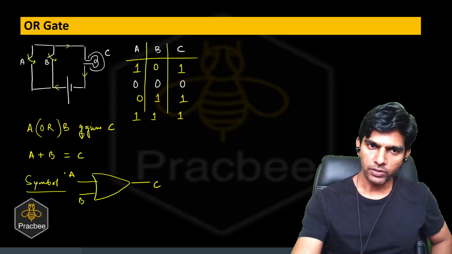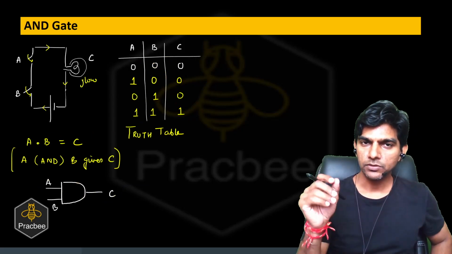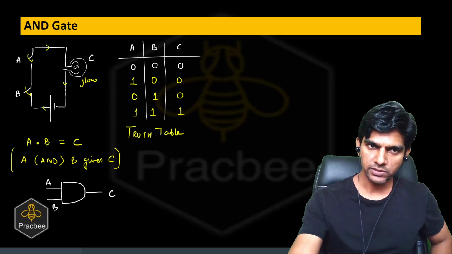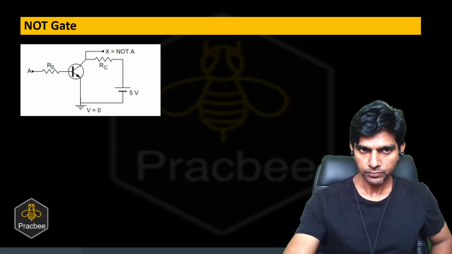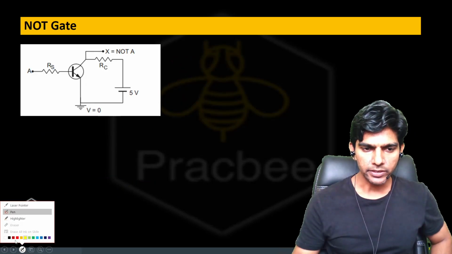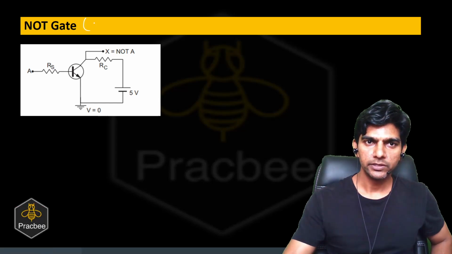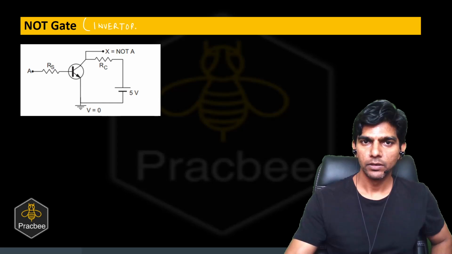And do remember one more thing. It is not necessary to have only two inputs. There can be more than two inputs in AND and OR gates. Now the third gate is NOT gate. So what is a NOT gate? It is also known as an inverter, because it will invert the signal.